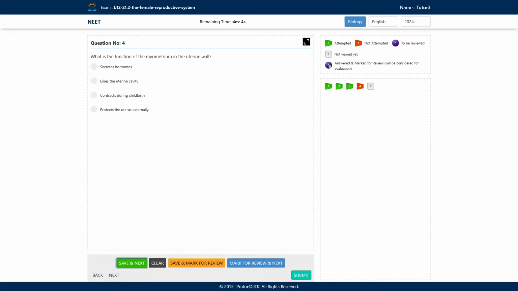Now, what is the function of the myometrium in the uterine wall? Okay, so the myometrium, which is the thick middle layer of the uterine wall. What is the function of the myometrium? So it consists of smooth muscles. Okay, so keeping this in mind, you have to answer this question. First is secrete hormones. Second is lines the uterine cavity. Third is contracts during the childbirth. Fourth is protects the uterus externally. So what will be the correct answer?